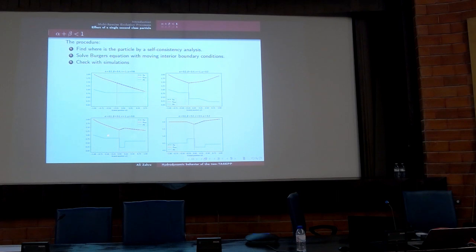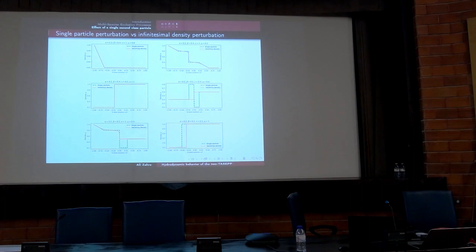Sometimes this defect will create one shock which is outside the refraction fan. Sometimes it will create two shocks. Then you can compare these with the case of the infinitesimal density of second class particle. Sometimes they coincide in some regimes and sometimes they don't, and we still don't understand exactly why they don't agree all the time, or why they agree more precisely.